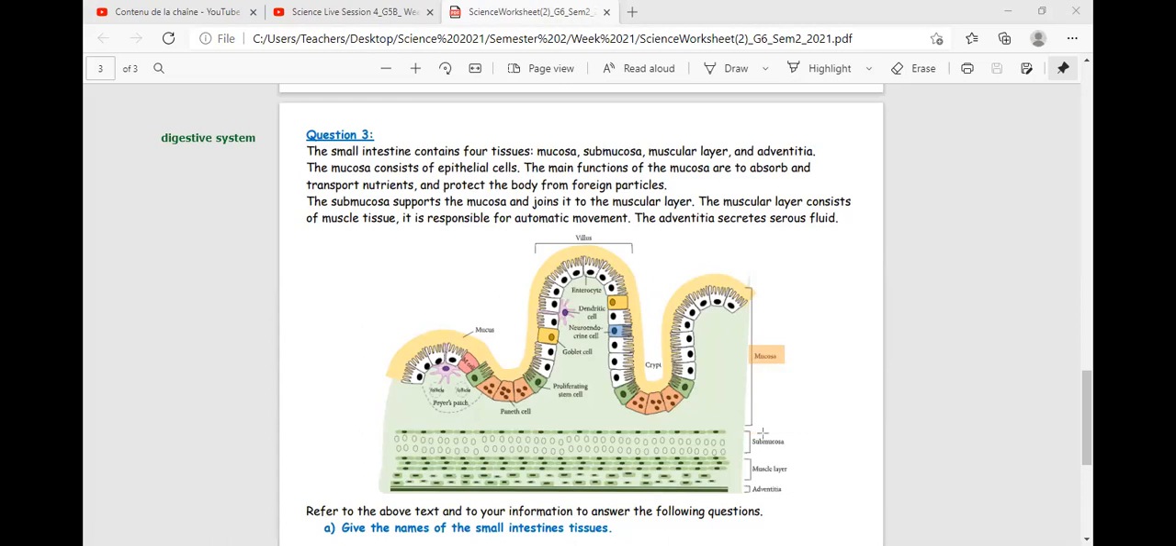The submucosa supports the mucosa and is connected to the muscular layer. Then the muscular layer, which is muscular tissue, makes the movement of the small intestine, and it also helps make liquids to help in digestion. Miss, I have a question.